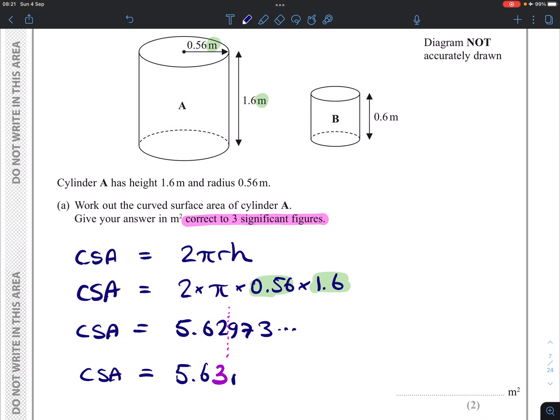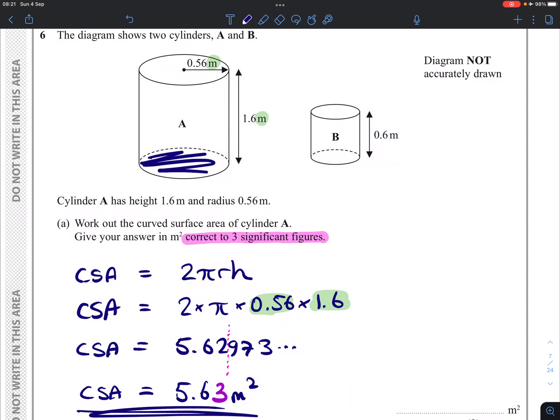meters squared is the curved surface area. There's no need to find the area of the top and bottom circles here because of the fact that it states curved. So we are done for part A.